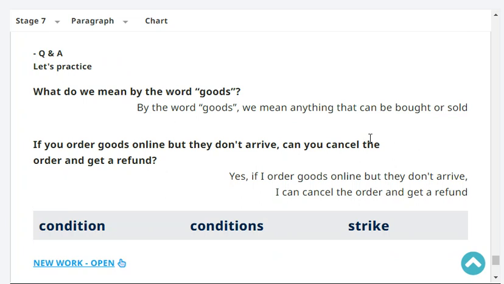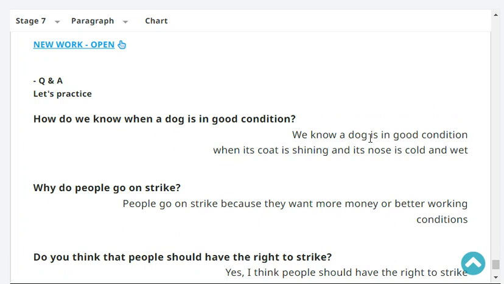If you order goods online but they don't arrive, can you cancel the order and get a refund? Yes. If I order goods online but they don't arrive, I can cancel the order and get a refund. Get a refund. Very good.